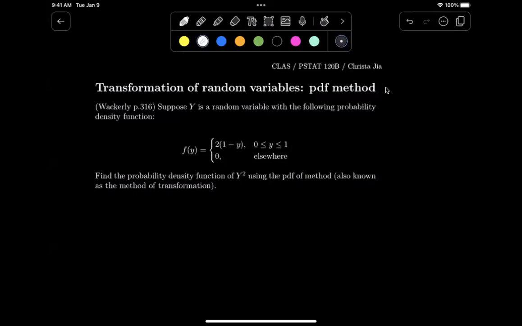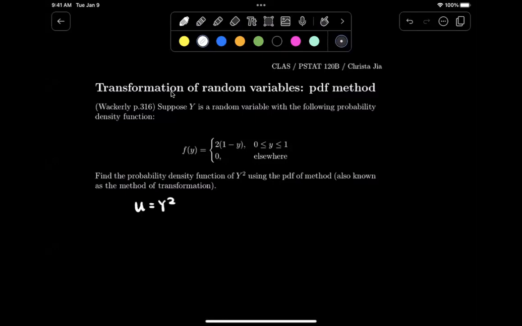In this video, I want to talk about using the PDF method to find the transformations of random variables. So I would like to start by doing some prep work to make our work smoother. I'm going to define this transformation as another random variable.